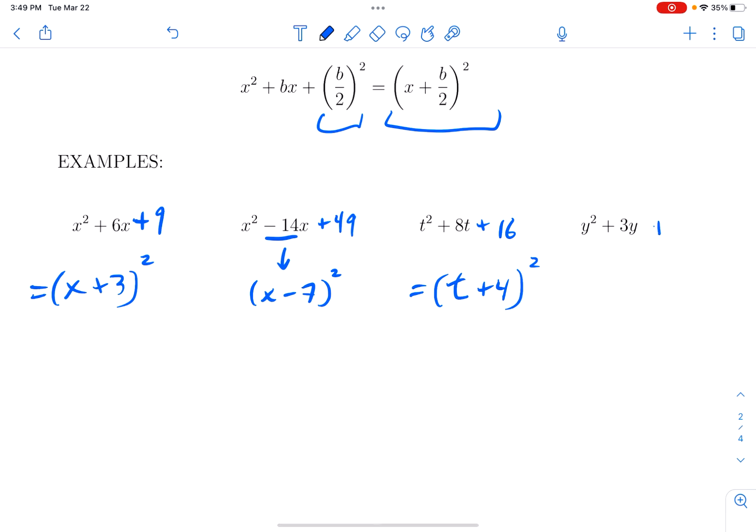This last one's a bit of a trick. Half of 3 is 3 halves, and if you square that, that's 9 over 4. There's no law that says it's always going to be a whole number. And this is quantity y plus 3 halves squared.